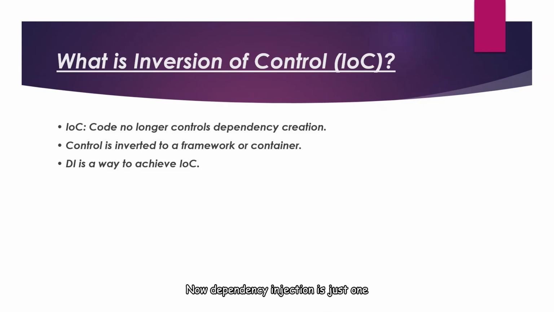Now, dependency injection is just one form of a bigger idea called inversion of control, or IOC. Traditionally, code controls everything. It decides what to instantiate, how to wire things together. But with IOC, we flip that model. We hand over that control, often to a framework or an external entity, so the framework decides when and how things are created. Dependency injection is how we implement this inversion by injecting ready-to-use dependencies into our class.